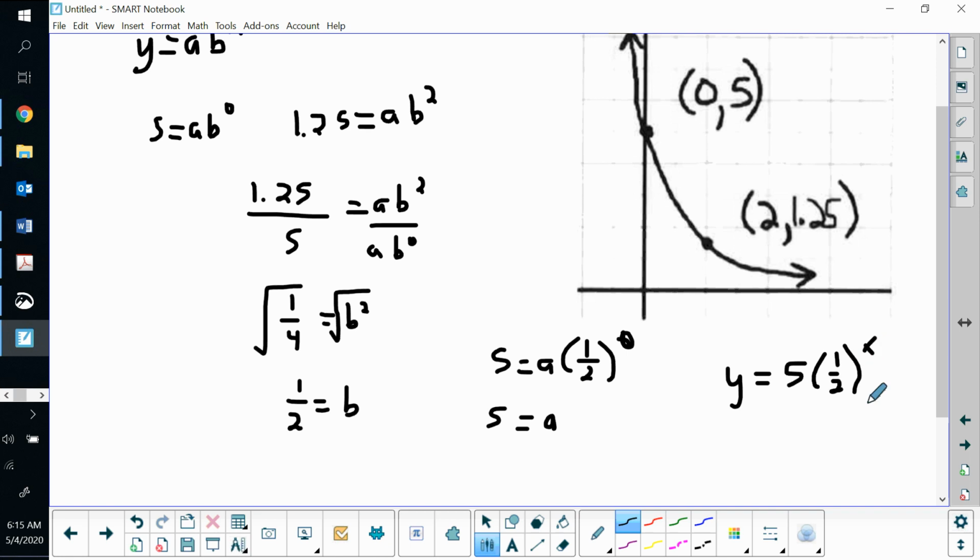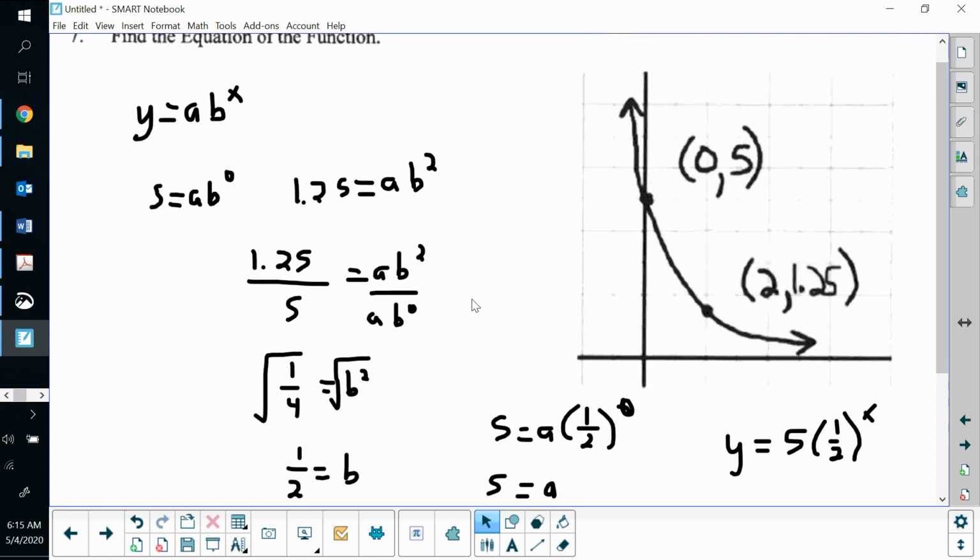Again, type that in a graphs page, do a Control T, see if 0, 5, and 2, 1.25 are in your table. If they are, then you are in good shape. Alright, so see if now you can do on page 15 and 16 numbers 8 and 11, and then upload that work.